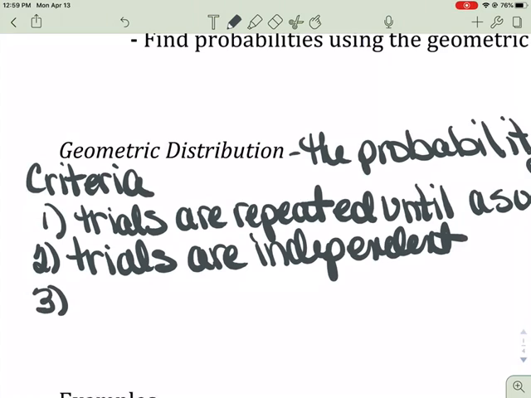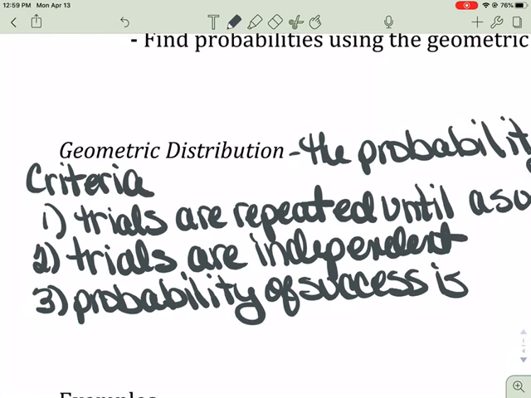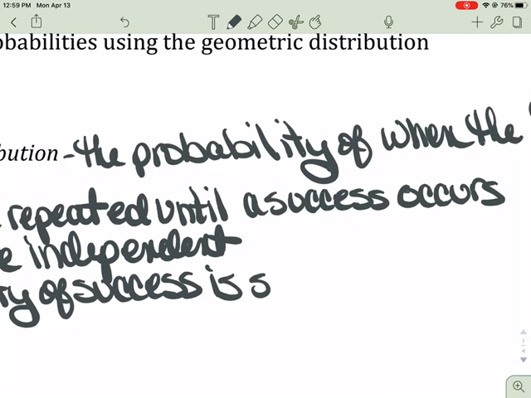Which is a theme that we're seeing through our discrete random variables. And that the probability of success is the same for each trial. Which again is the theme that we're seeing.